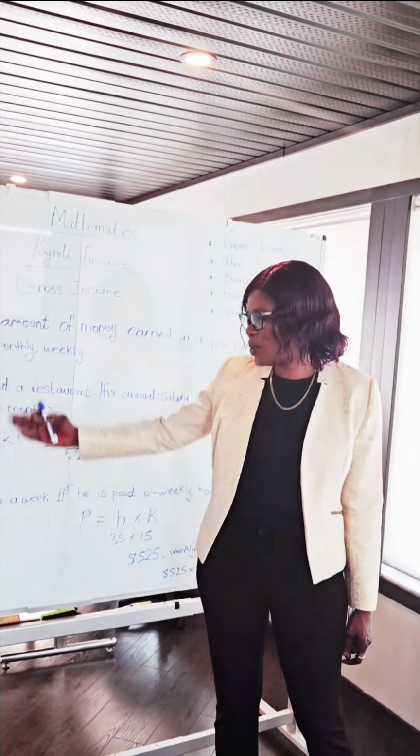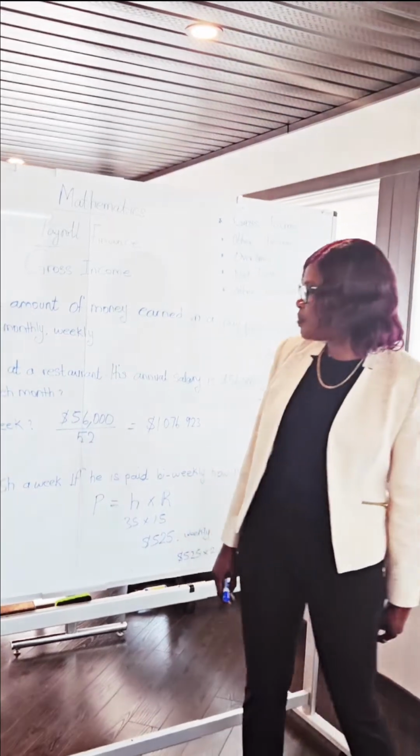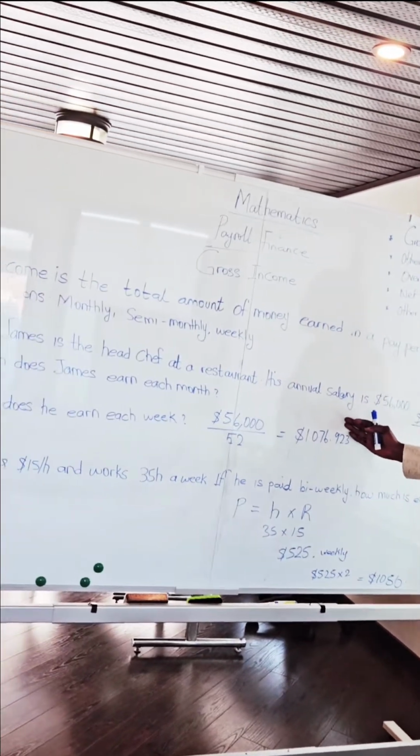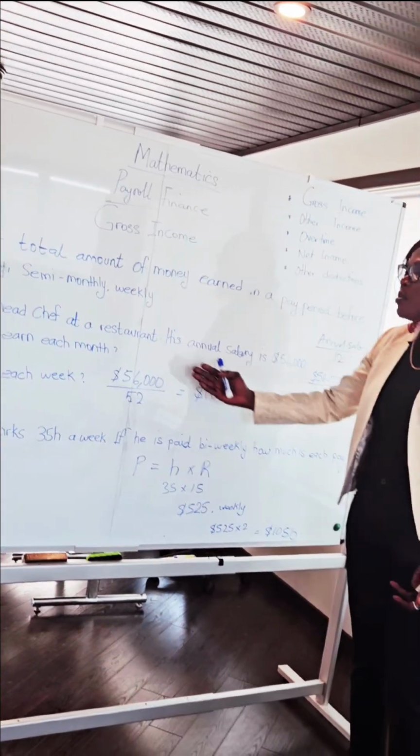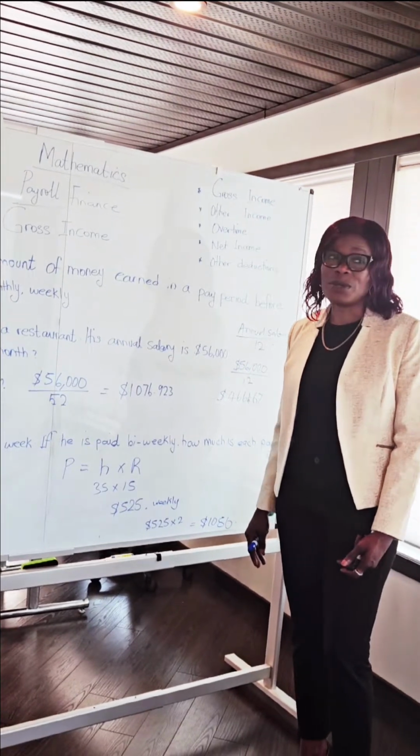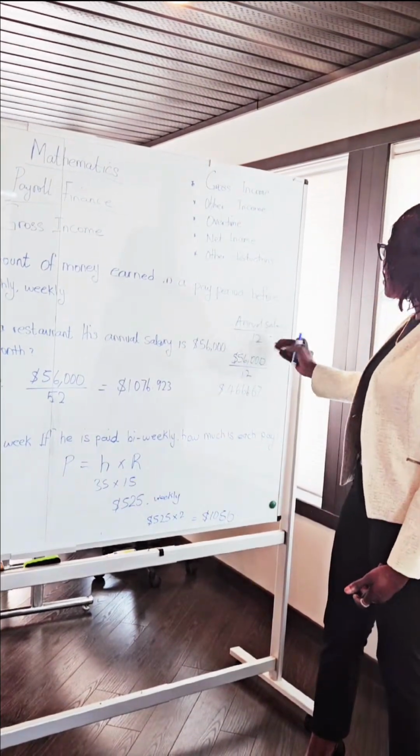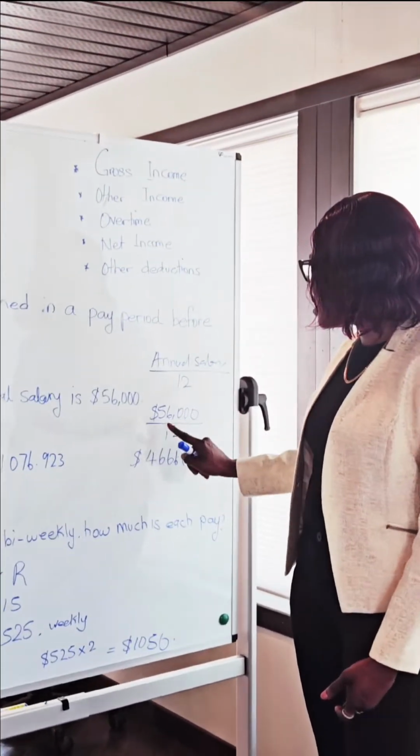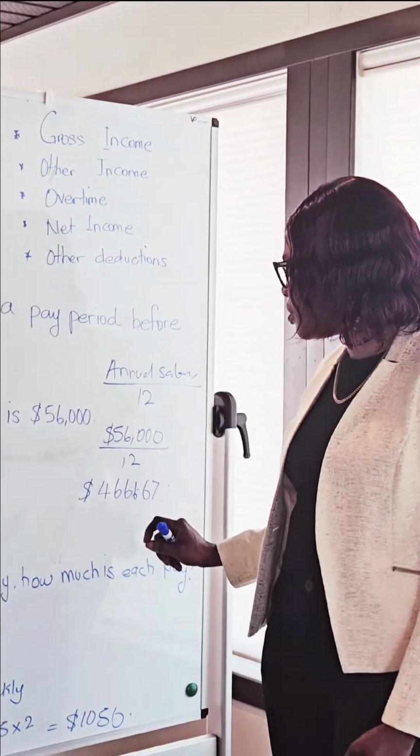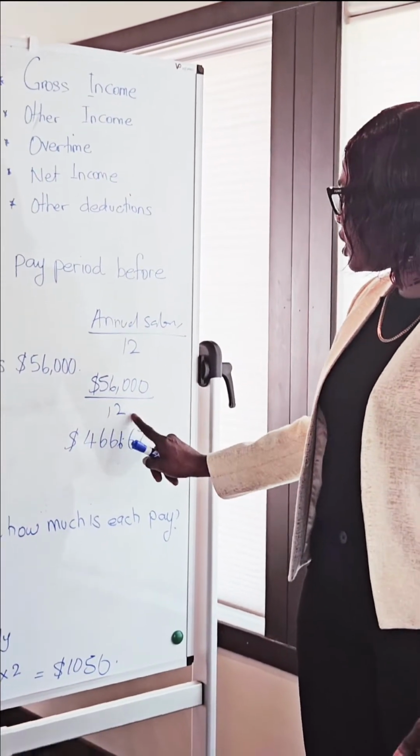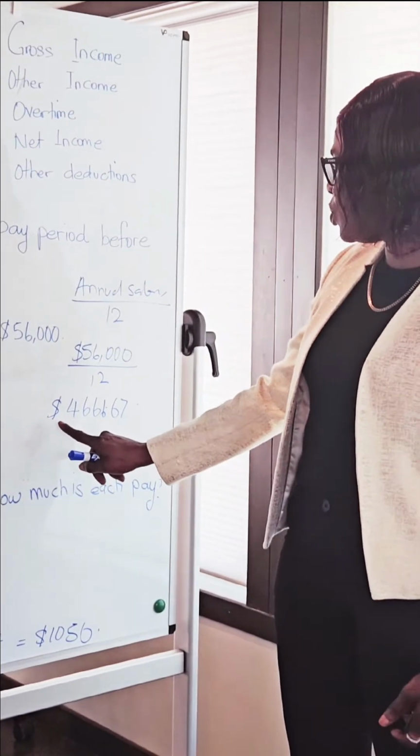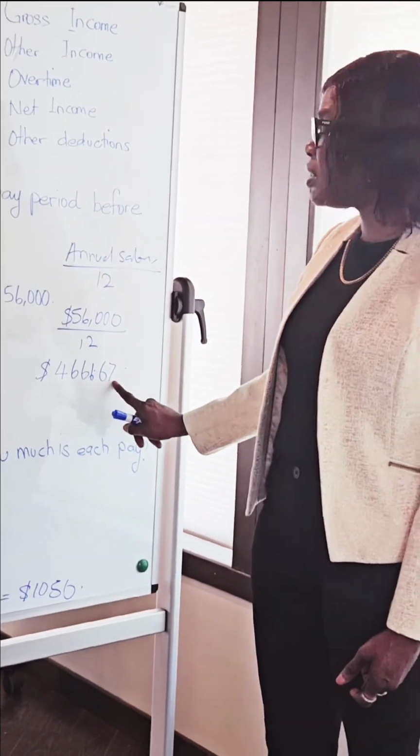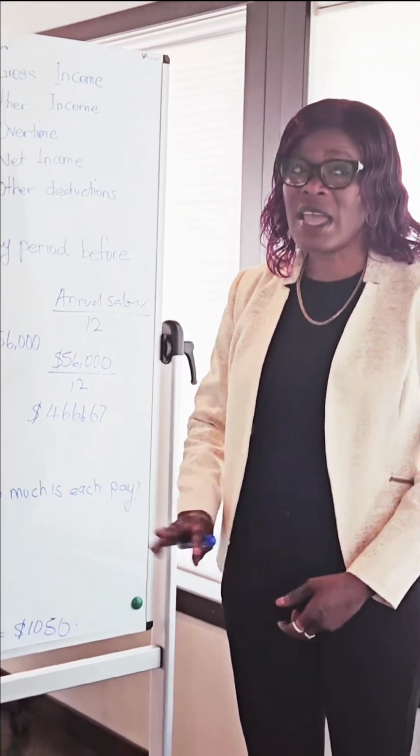So this will help us to answer the first question. If James is being paid $56,000 annually, that's every year, how much does James earn each month? What do we have to do? The annual salary divided by 12, since we have 12 months in a year. So 56,000 divided by 12, which means James will be earning $4,666.67 monthly before any deduction.